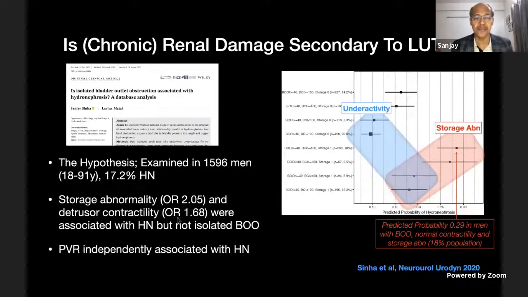Patients who were having underactivity seemed to be protected unless they developed large PVRs. So those patients with underactivity who developed a large PVR again went on to damage their upper tracts. But if they were underactive but with low PVRs, then again their upper tracts were safe.